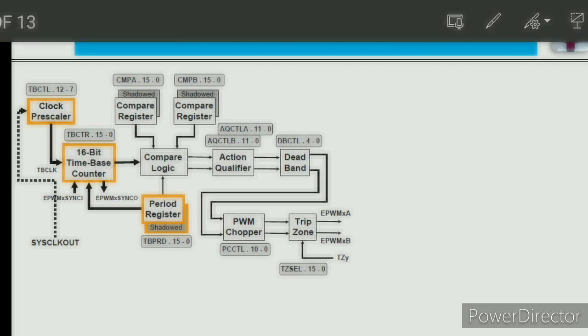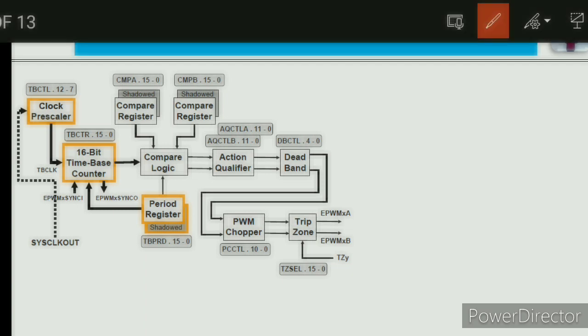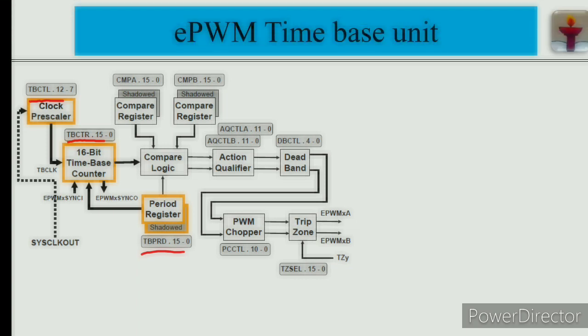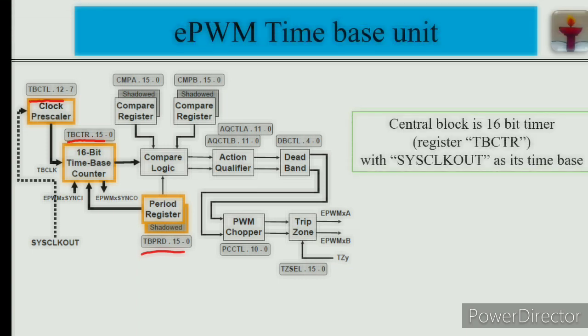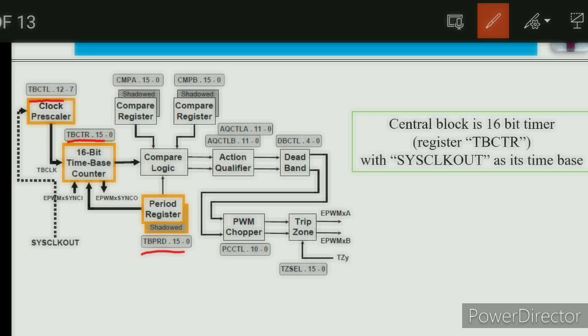Basically there are three time base registers: the time base control register, the time base counter register, and the time base period register. And here is the central block of the EPWM module. It is a 16-bit timer, with the system clock output as a time base.